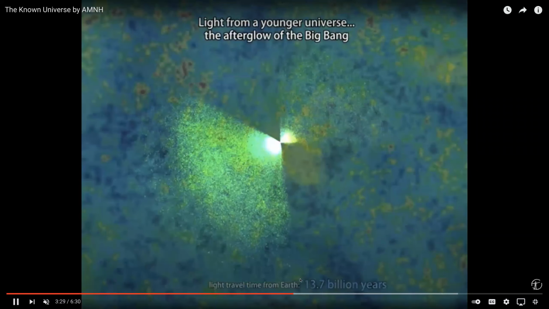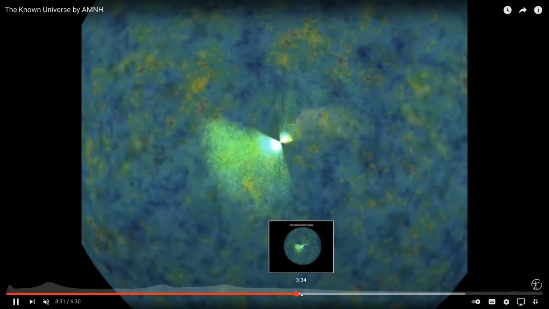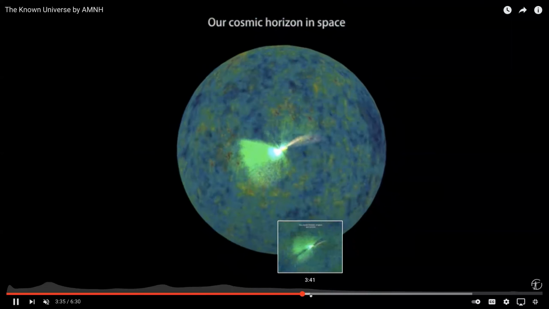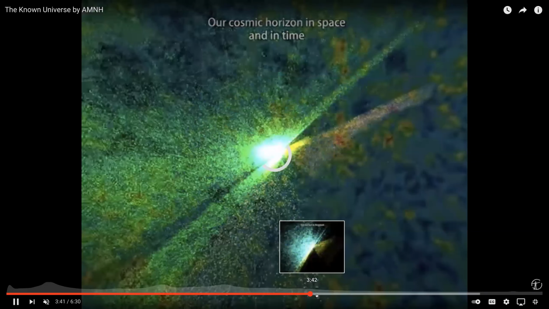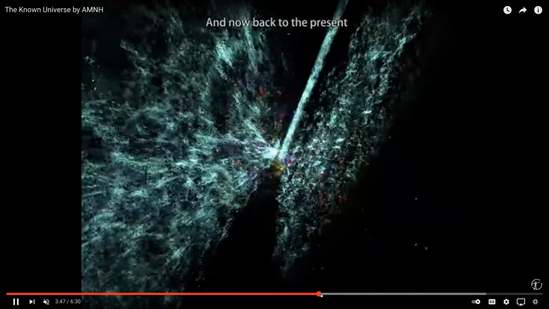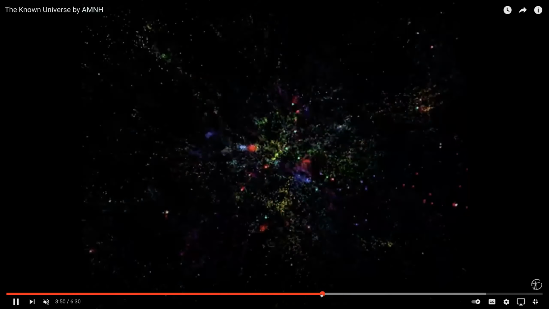And you have the afterglow from the Big Bang, which is around 13.7 billion light years ago. And you will learn some of these things step by step when we go into the lectures. And if we come back to the present again, so that's what we are doing here from this large scale, we are coming back again to the present day.